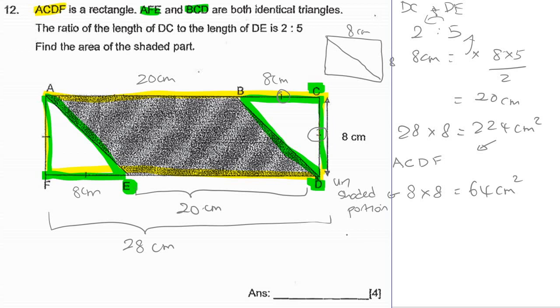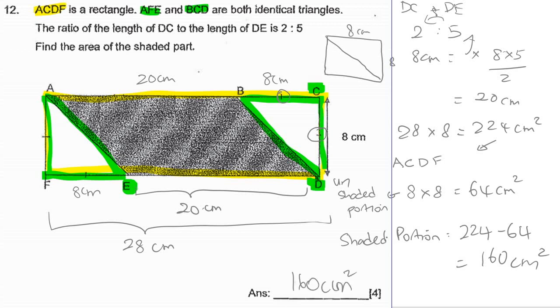So the total area of the shaded portion will be, I use this total, 224 minus 64, will give me 160 centimeter square. Okay, 160. So the answer is 160 centimeter square. Your answer given is 96, so you are wrong. Okay.